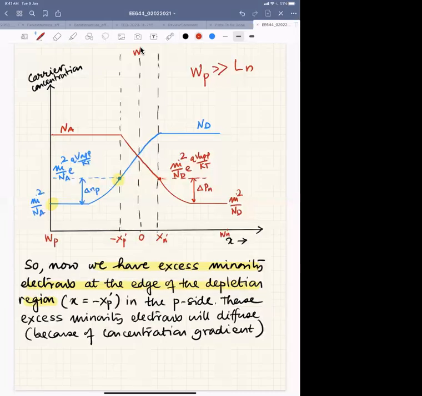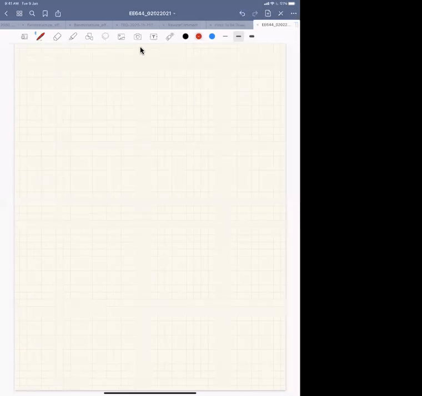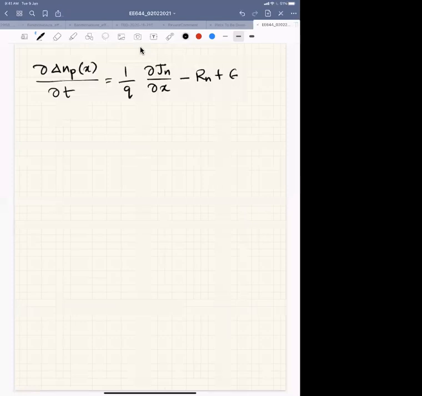Then we write the continuity equation for electrons. I could write del n by del t is equal to 1 by q del Jn by del x minus Rn plus Gn, because the electrons will move, there is an electron current. So this is my continuity equation for electrons.